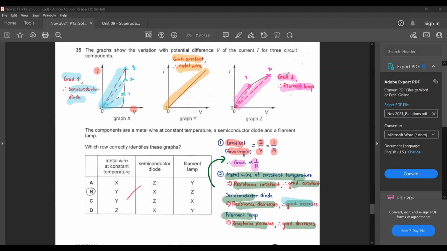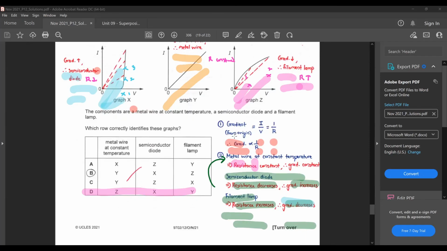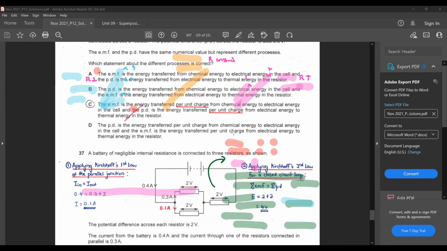Okay, maybe I should write here. Gradient decrease, R increase, filament lamp. This one gradient increase, resistance drop, semiconductor diode. This one gradient constant, R constant, so metal wire. So answer is B. Just like that. Okay. Right. So it's just something that you need to remember from current electricity.